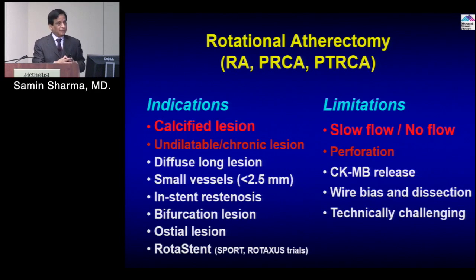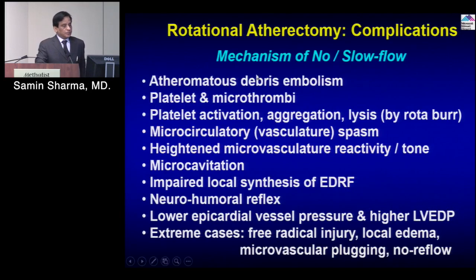The whole technique of rotational atherectomy is about how you do it correctly, so that you generate just a limited amount of this atheromatous debris, which can be washed out to the microcirculation. That is very much technique dependent, and it really reflects your occurrence of slow flow, less or more. So the mechanism of this potential, dreaded complication is atheromatous debris embolism, platelet activation and aggregation with microthrombi by Rotapro, and of course microcirculatory spasm.